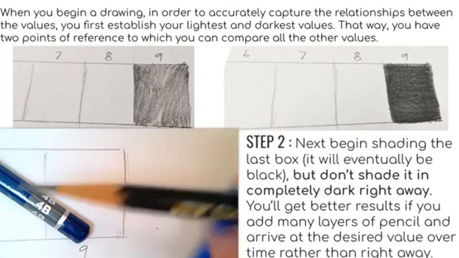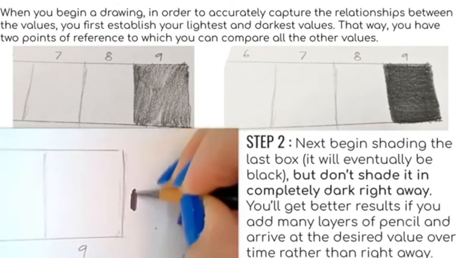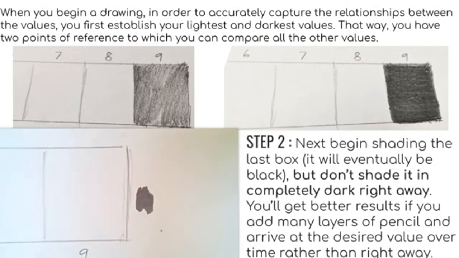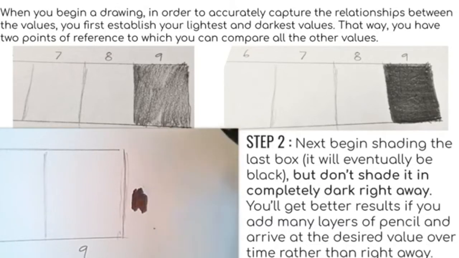But when we're shading, I don't want you to just really, really dig in hard to your paper. I'm not sure if you can see this, but you're immediately getting this shiny surface and you're really pushing really, really hard down on the paper. Instead, what we're going to do is build up layers.